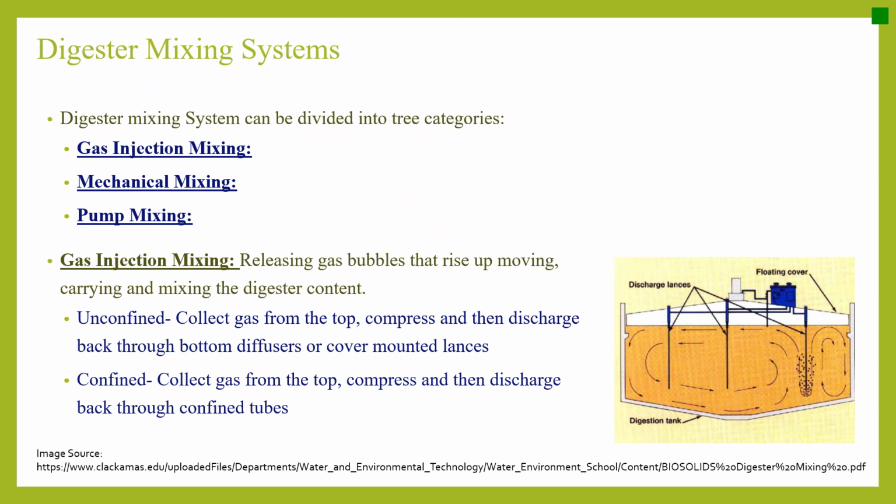That itself can be divided into two categories: the unconfined type that collects gas from the top, compresses it, and then discharges it back through bottom diffusers or cover-mounted lances, and the confined type that collects gas from the top, compresses it, and then discharges it back through confined tubes. Here's a picture of the gas injection mixing.